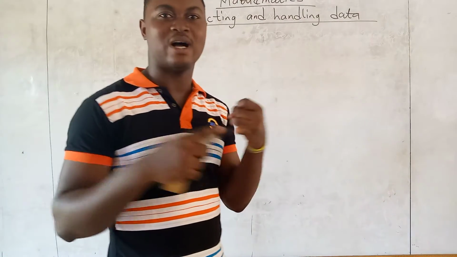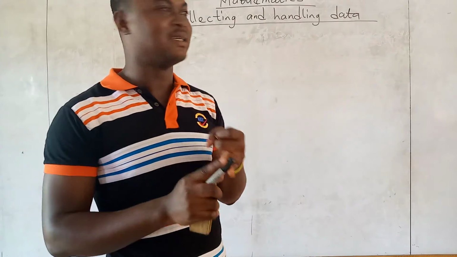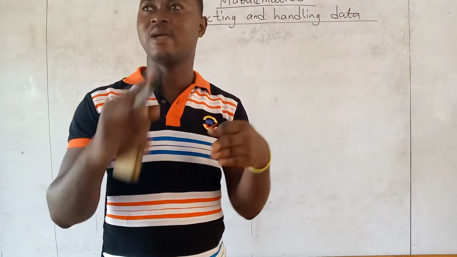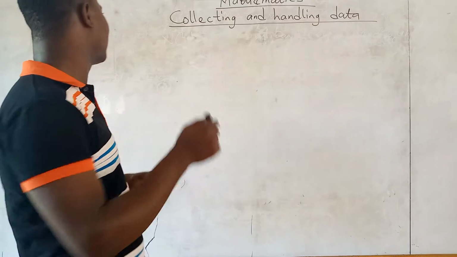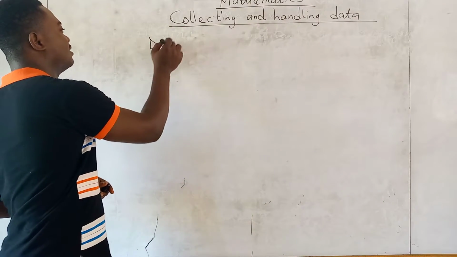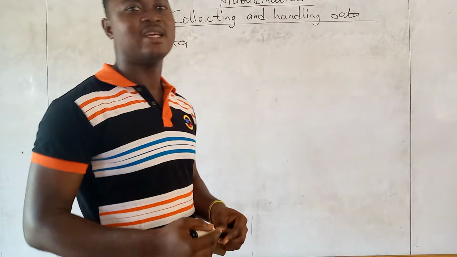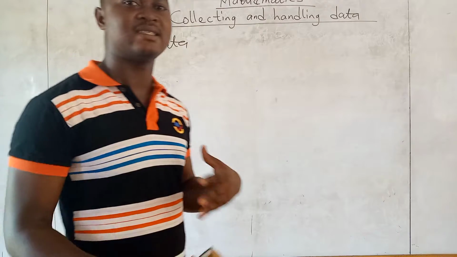That is one. So we have to know what data is. Two, how to collect data. And then three, how to represent data in a table form or a tabular form. So first of all, let us look at data. What is data? If someone asks you what is data, how do you explain it? Now, data is the same as what? Facts. Data is the same as facts.